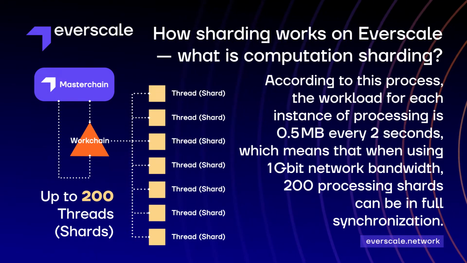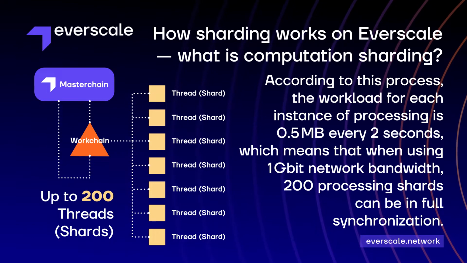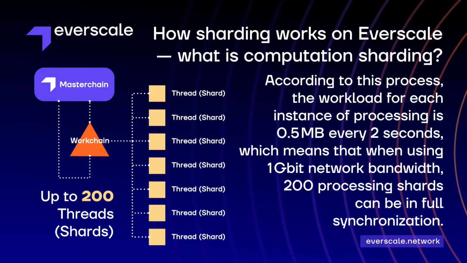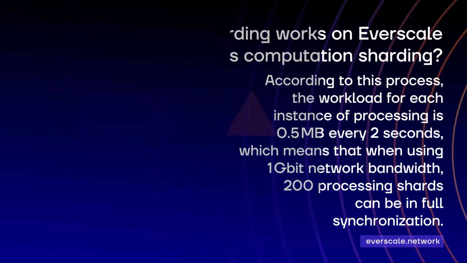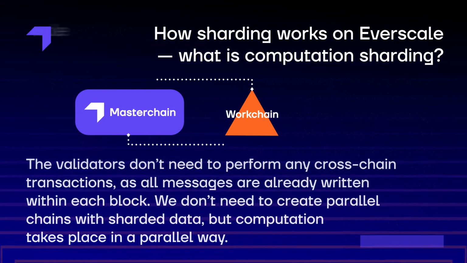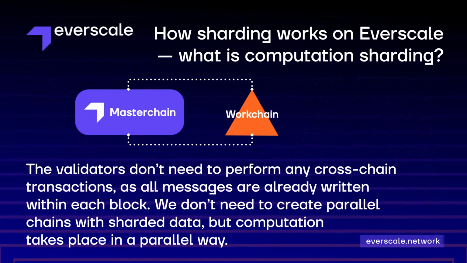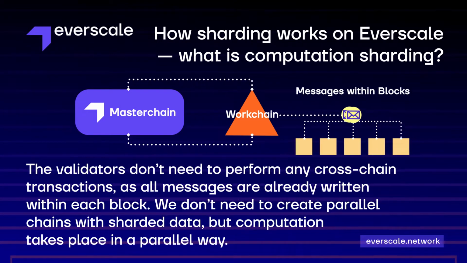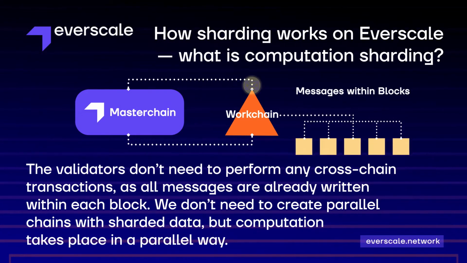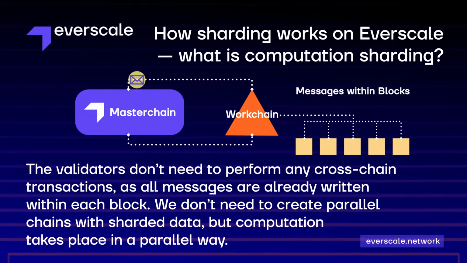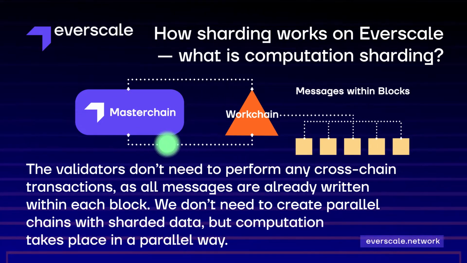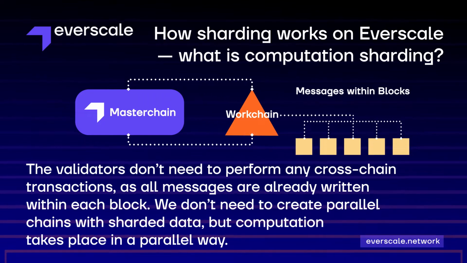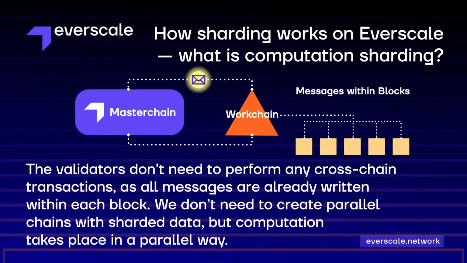Full sync between all processing shards means that all chains communicate with each other and can verify any block that is produced by any shard. The validators don't need to perform any cross-chain transactions, as all messages are already written within each block. This means that the data between all validators of processing shards stays the same. We don't need to create parallel chains with sharded data, but computation takes place in a parallel way.